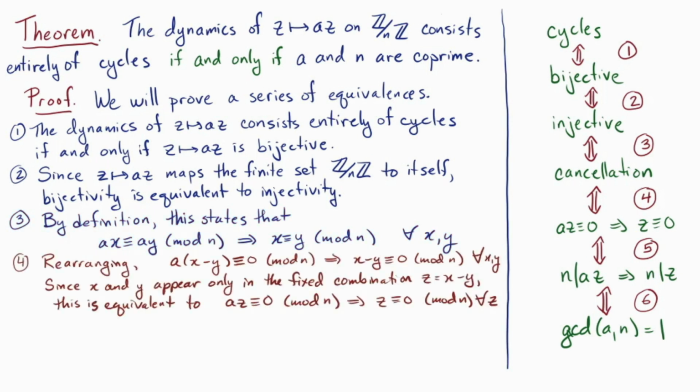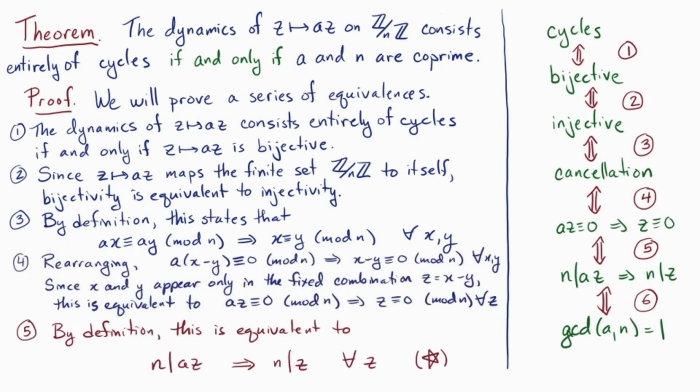Fourth, if we rearrange that statement, taking the x and y together into x minus y, then since the x and y appear only in the fixed combination x minus y, which we can call z, this is actually just equivalent to the statement in terms of z, that if az is congruent to 0 mod n, then z is congruent to 0 mod n.